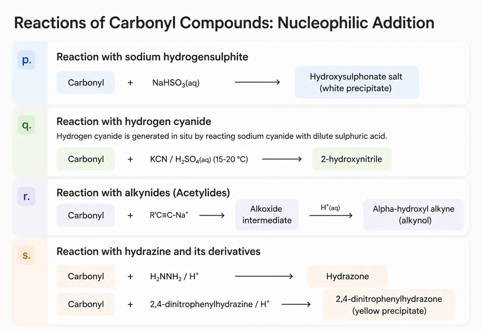The carbonyl carbon is highly electrophilic, making it a prime target for nucleophilic addition. Adding hydrogen cyanide produces 2-hydroxynitriles, while sodium hydrogen sulfite yields a white crystalline precipitate. We can also add alkynide ions to form complex alkynols. For identification, reacting a carbonyl with 2,4-dinitrophenylhydrazine produces a distinct yellow precipitate, confirming the presence of the carbonyl group.